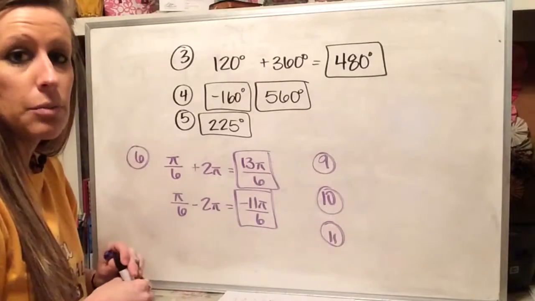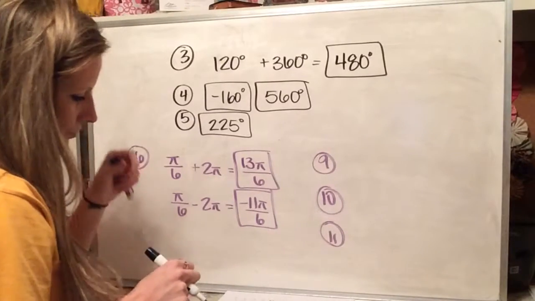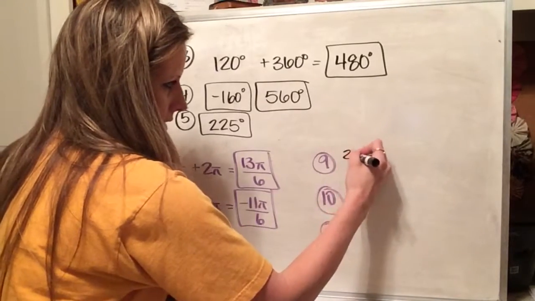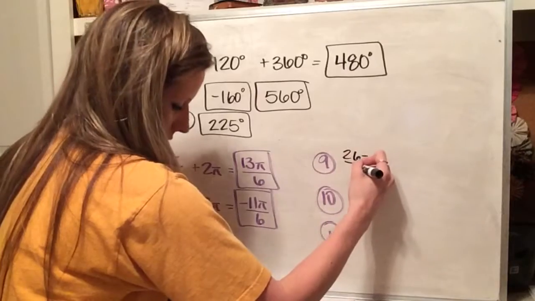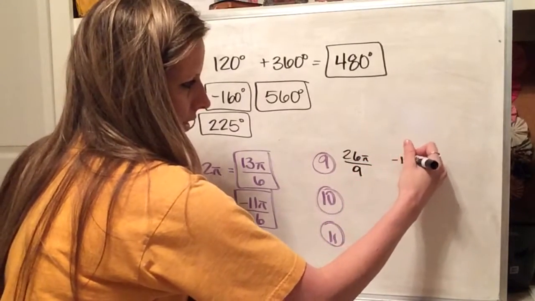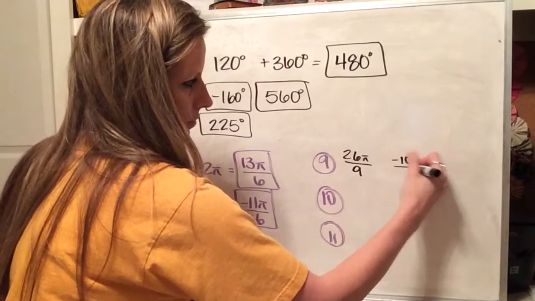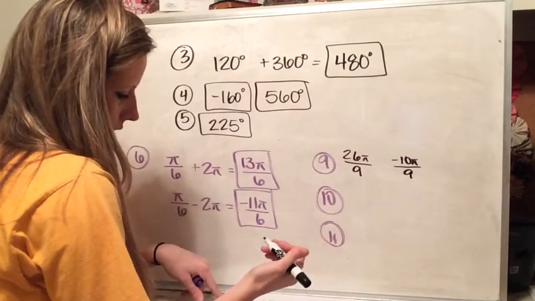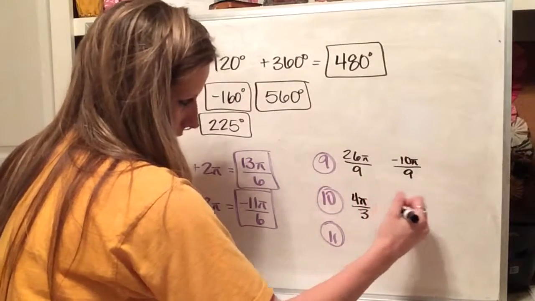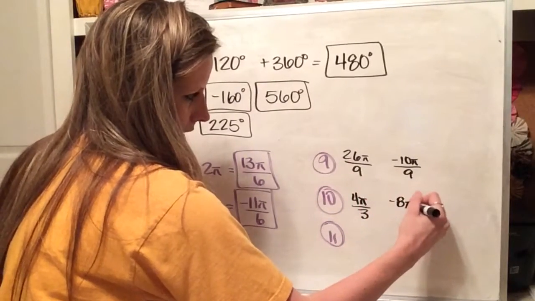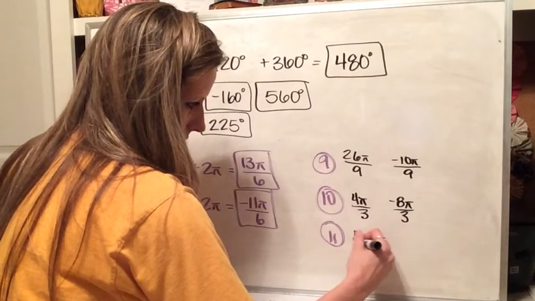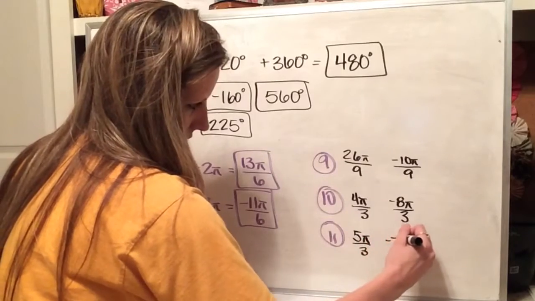If you skip down to the bottom, number 9, if you added 2 pi, you got 26 pi/9. When I subtracted 2 pi, I got -10 pi/9. Number 10, I got 4/3 pi and -8/3 pi. And 11, 5/3 pi and -7/3 pi.